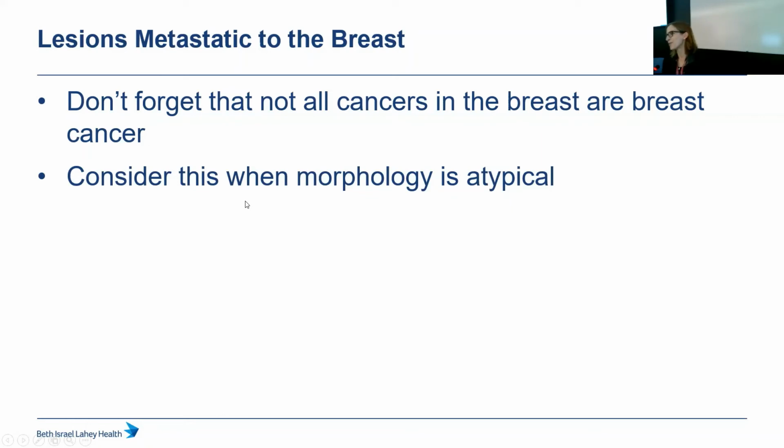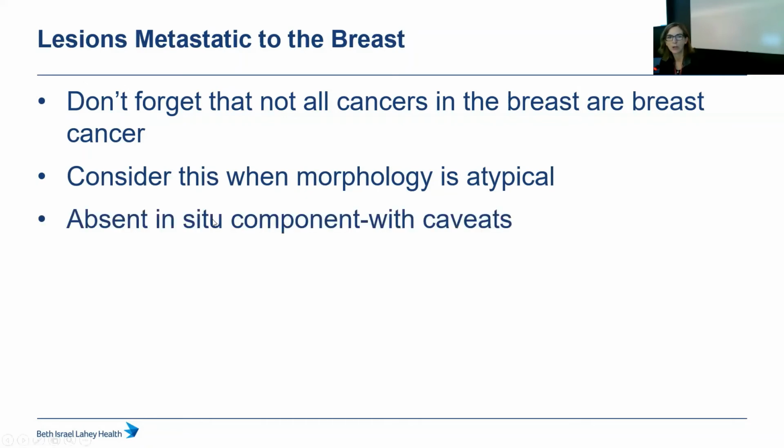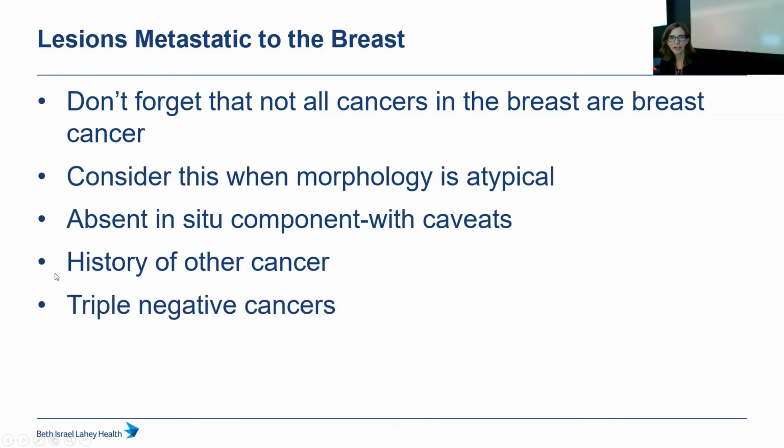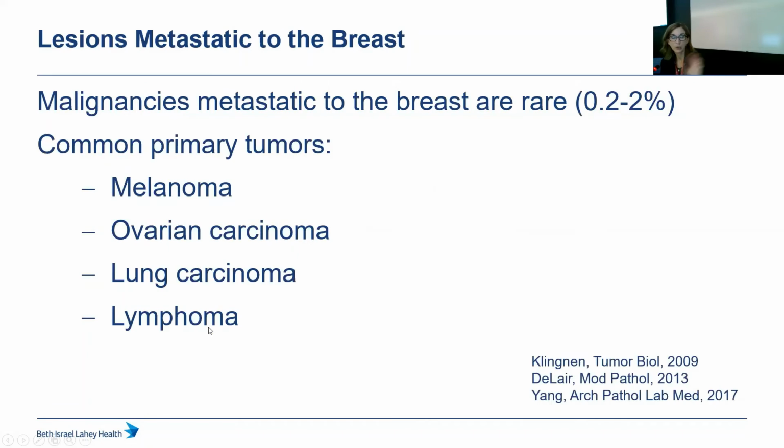But I would say, the morphology doesn't always cue you in. It can be a very subtle sort of shift in what they look like that should make you think about it. If there's no DCIS, that's another clue. But again, I would say these high-grade triple negative breast cancers often don't have DCIS. Core needle biopsy may not capture the DCIS in a large lesion. So that's not always reliable. You can't work up every single case without DCIS. If there's a history of another cancer, and then, as I said, triple negative cancers.